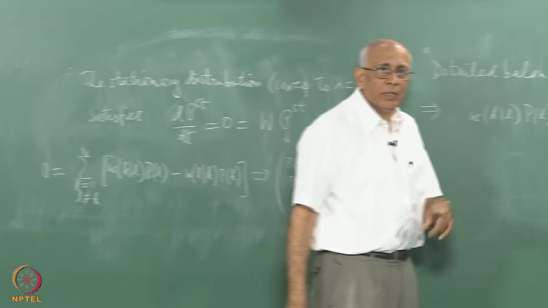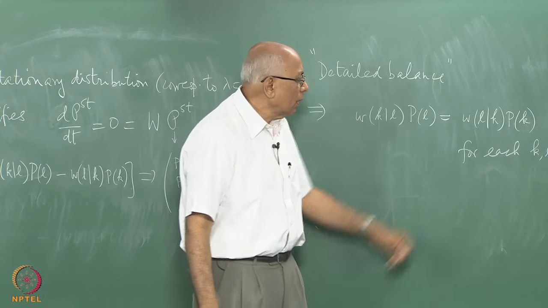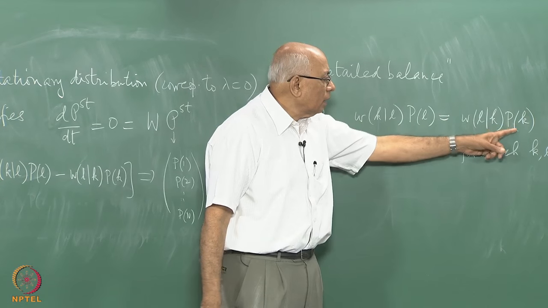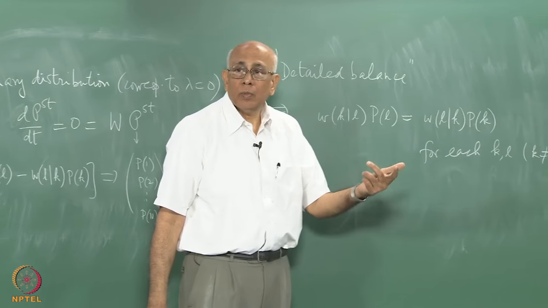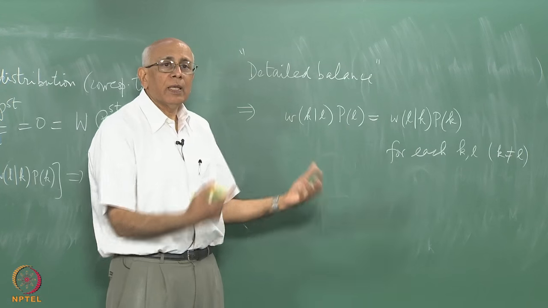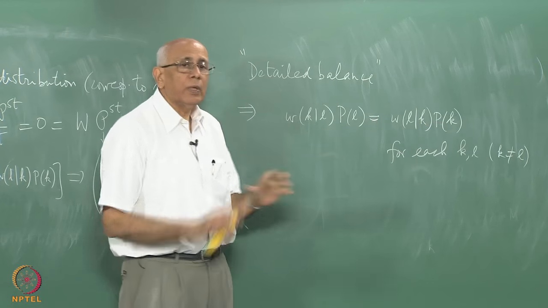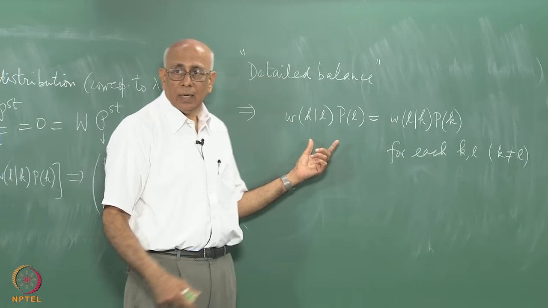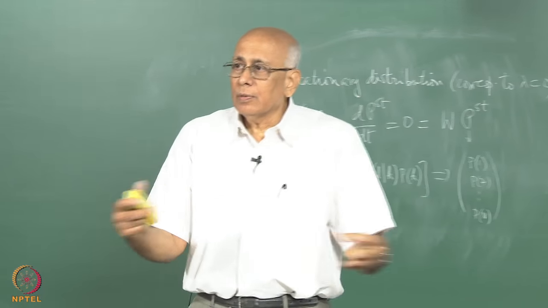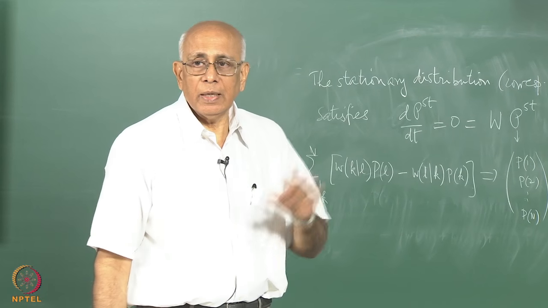And what is this actually saying? It says you wait for a long time, get to the stationary distribution, and let P of K be the probability that you are in state K. Then that multiplied by the transition probability rate that you go from K to L must be the same thing in the reverse order. Here is the initial state, here is the final state. If you interchange the two, you get just this guy here. So the flow both ways pairwise is exactly the same, the weighted flow of probability mass.